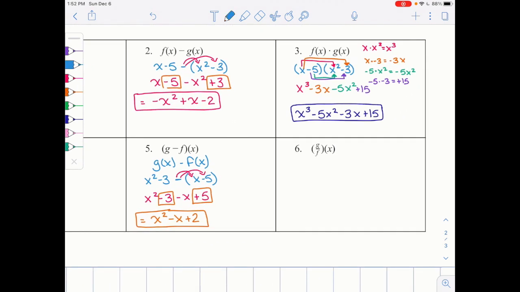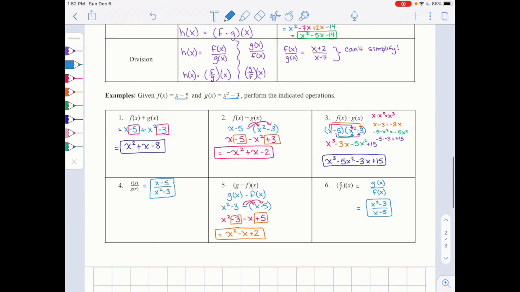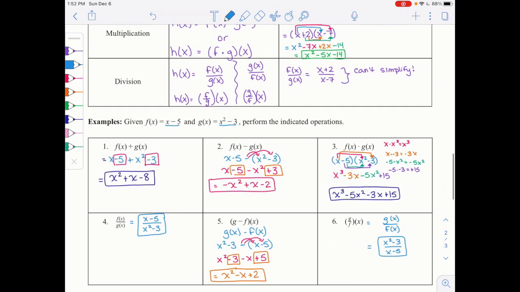And last but not least, here we are going to divide g of x and f of x. And that just literally means write the g of x function on top and the f of x on the bottom. Here we cannot simplify. We don't know how. We will learn at some point during this year, but right now there is nothing else for us to do with division.